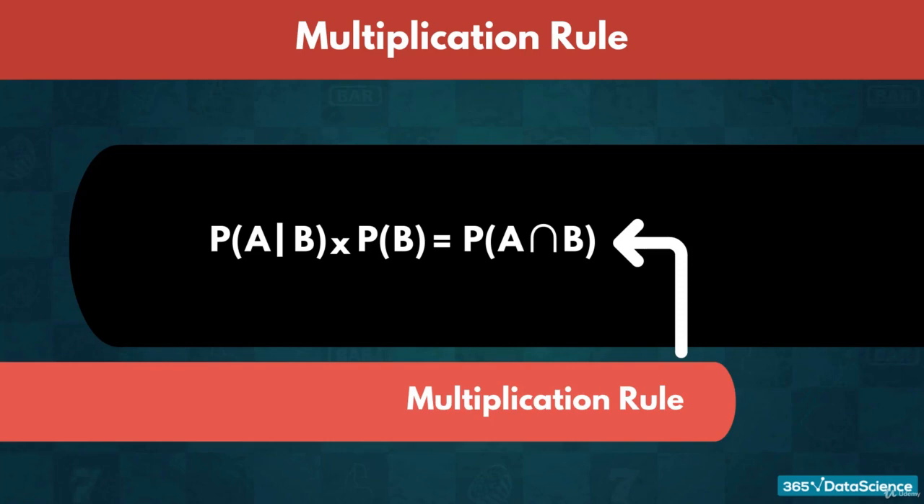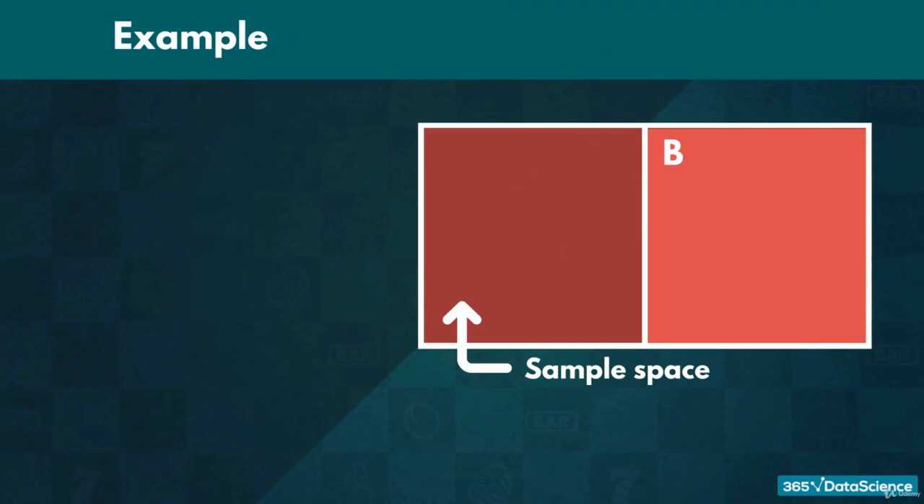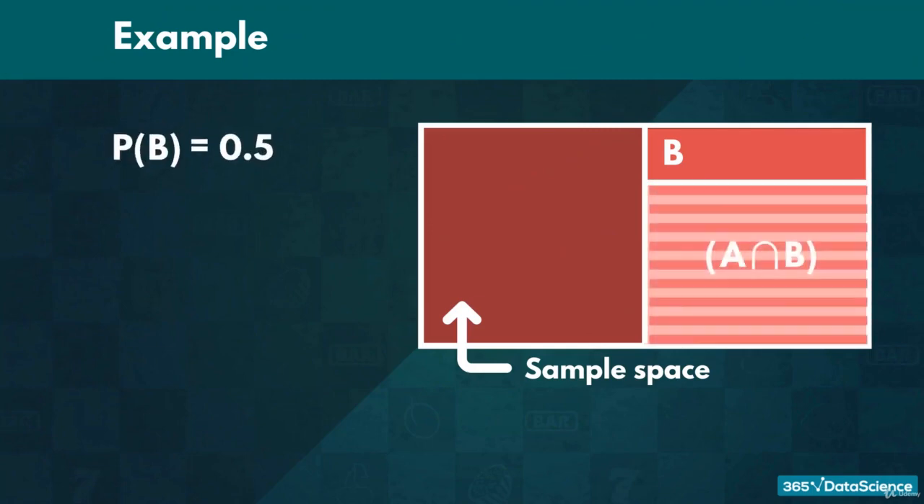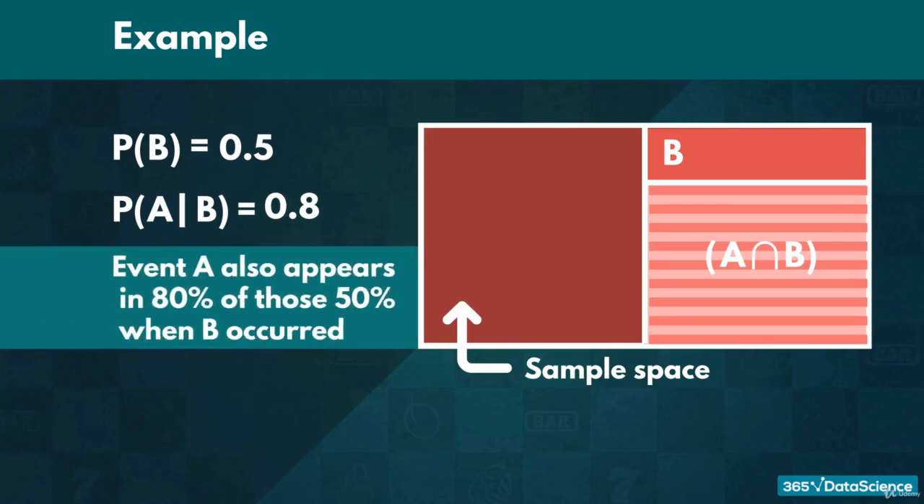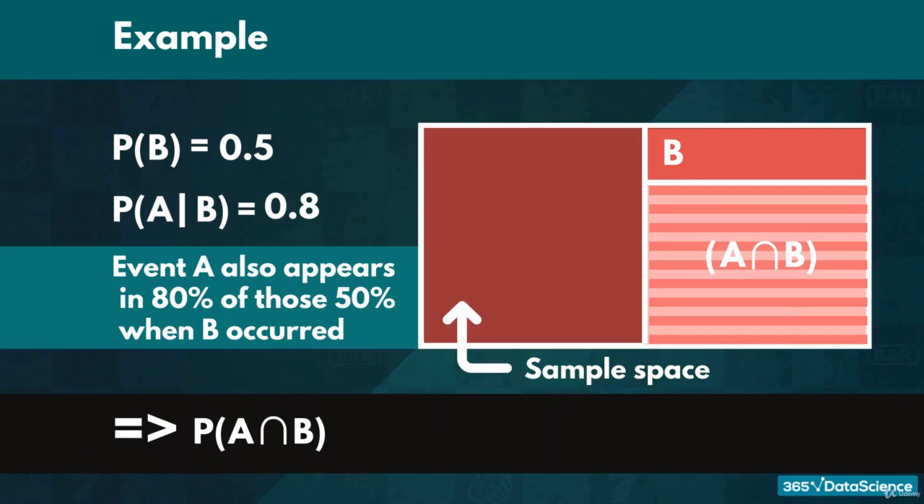Let us look at a numerical example and see why this makes sense. Suppose the probability of event B is 0.5 and the probability of event A given B is 0.8. This suggests that event B occurs 50% of the time and event A also appears in 80% of those 50% when B occurred. Therefore, the likelihood of A and B occurring simultaneously is 0.8 times 0.5, or 0.4.